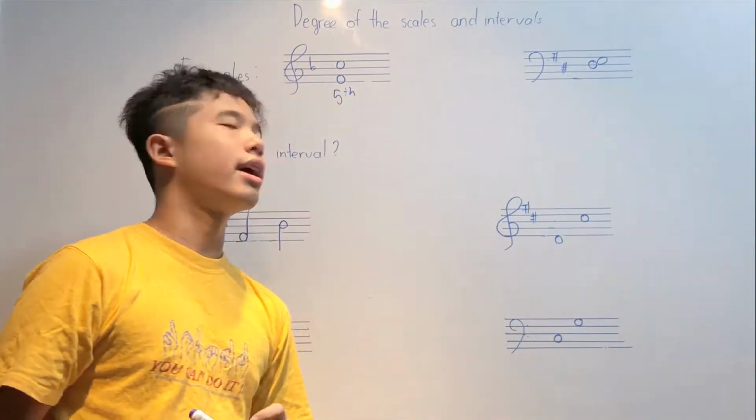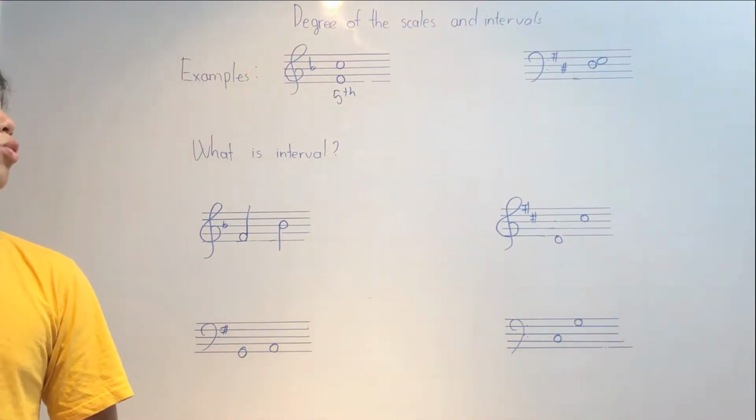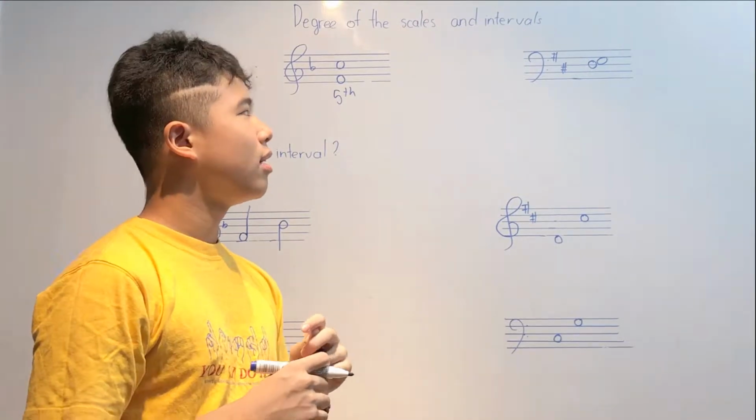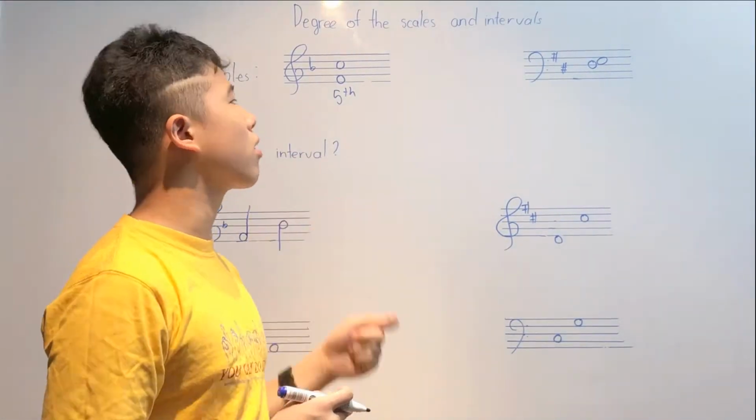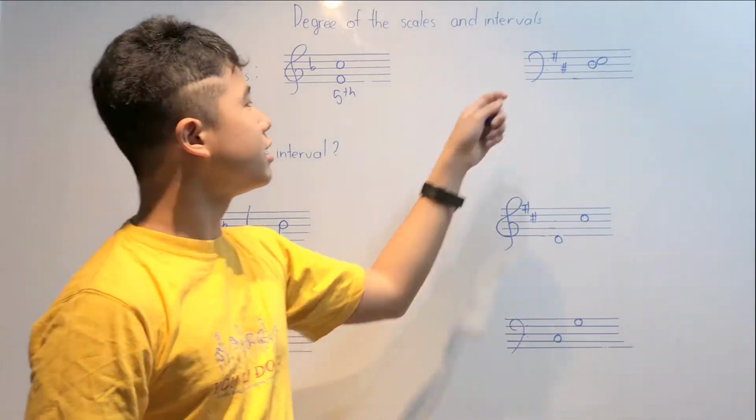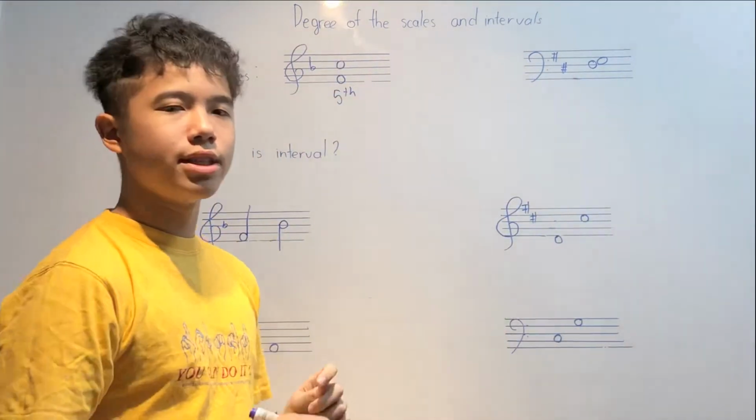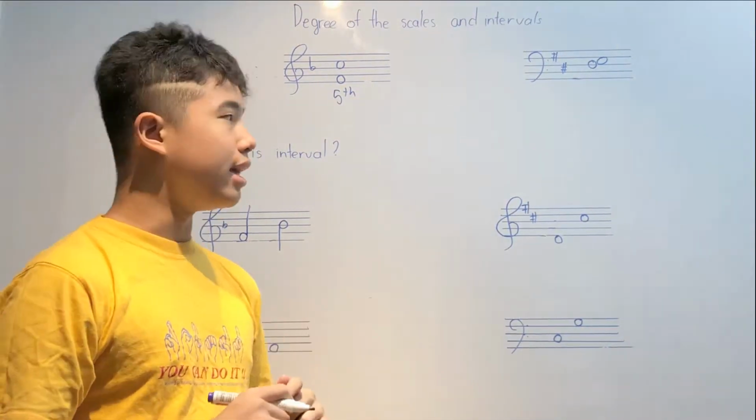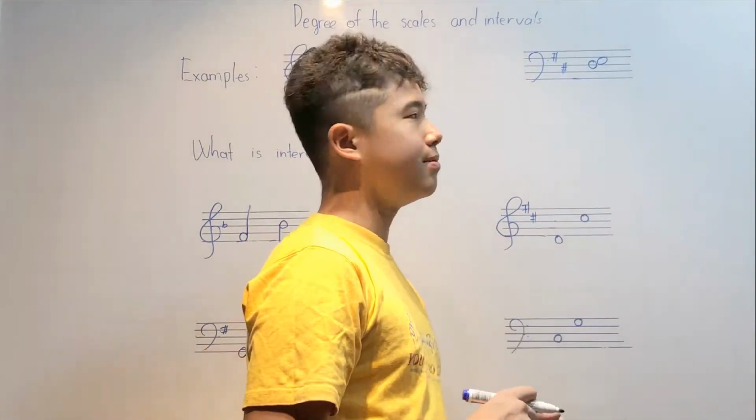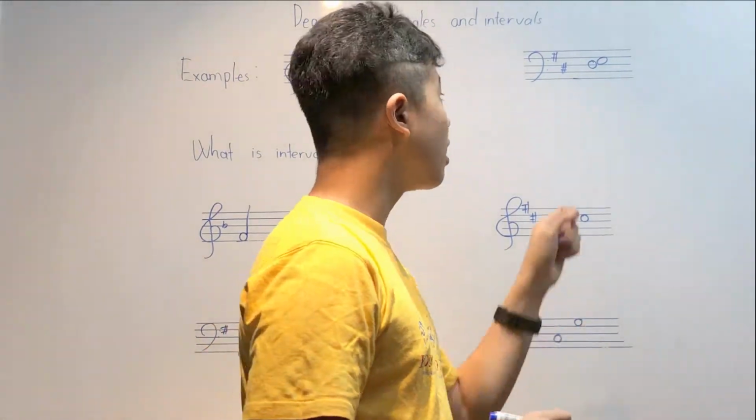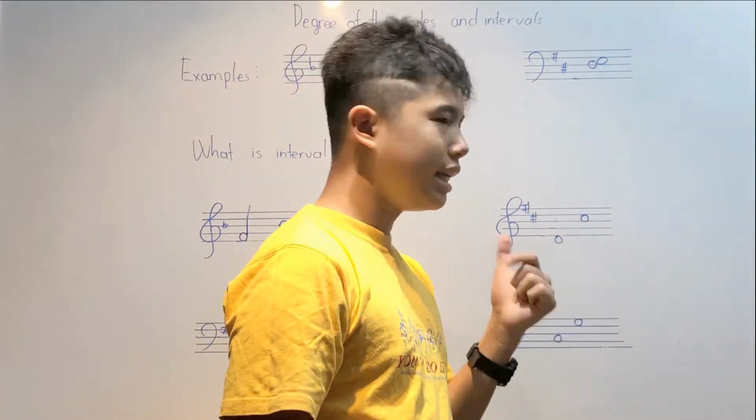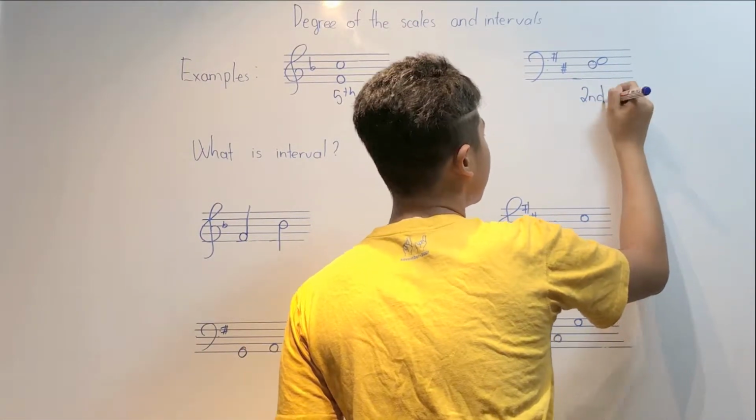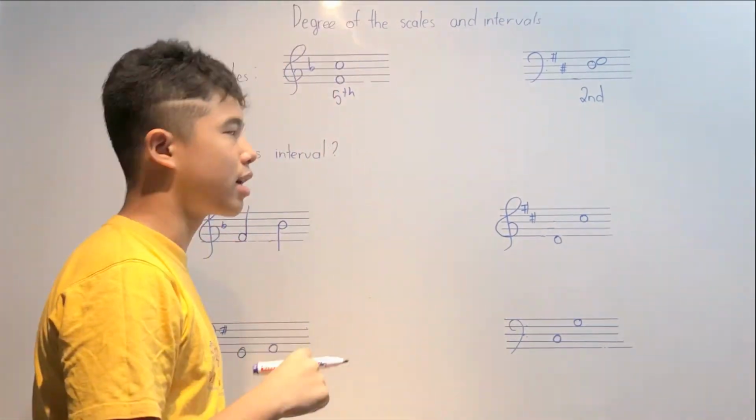And then let's look at example 2. Here we have the bass clef. Bass clef is different from the treble clef. The key signature is F sharp and C sharp, which is D major. The key note is D. Starting from D, count it out: D, and this one E. So D, E, second. The degree of the upper note is 2, or we can call it second.